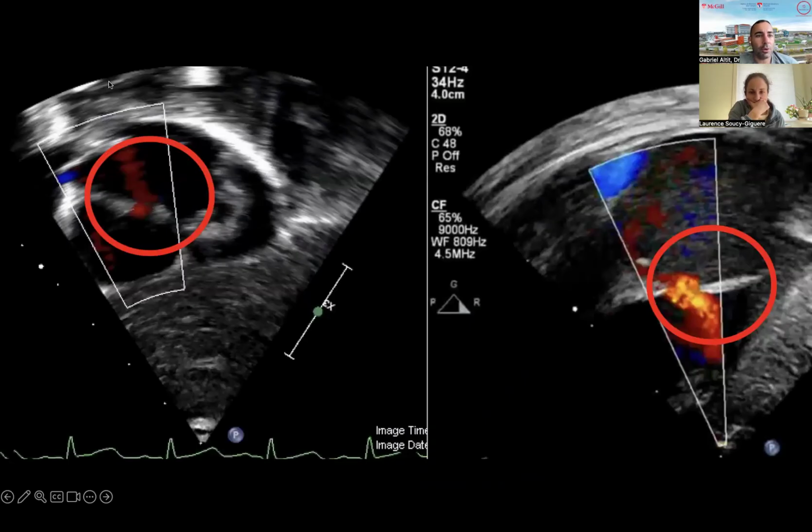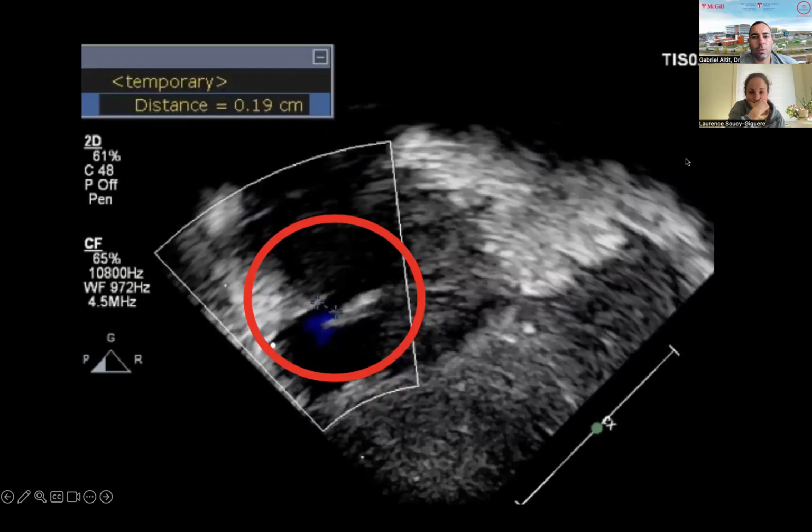So here, that's an example of PFOs that's left to right. These are tiny shunts. You want to measure it to see. So you see here it's 0.19 centimeter. You can even see the flap. When you see two nice ridges, it's unlikely to be a PFO. Or if you see more than one shunt, it's not a PFO.